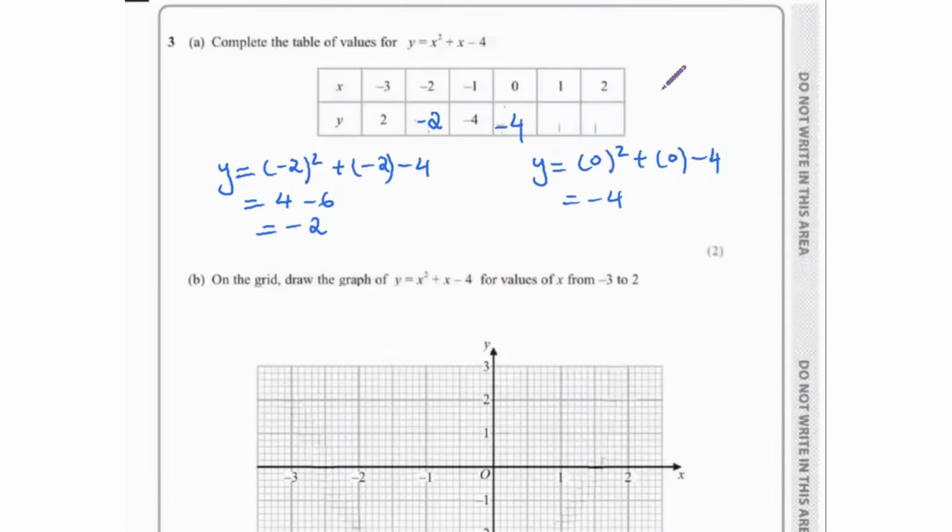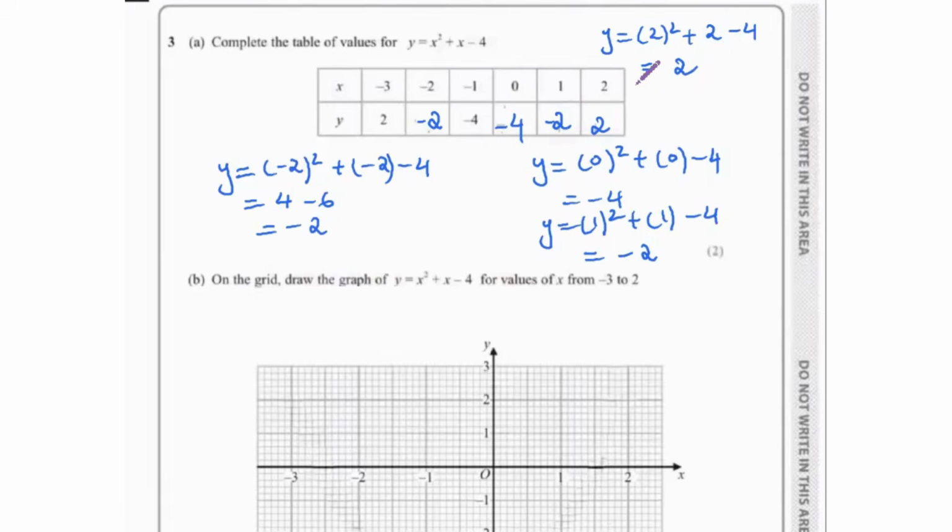y equals 1 squared plus 1 minus 4, that's going to be -2. And then for y equals 2 squared plus 2 minus 4, that's going to be +2. So these are your corresponding y values.